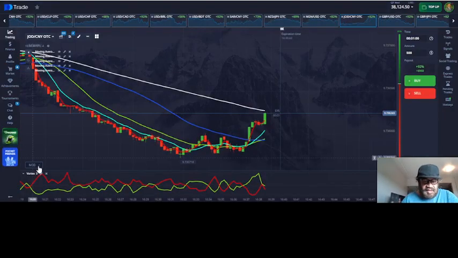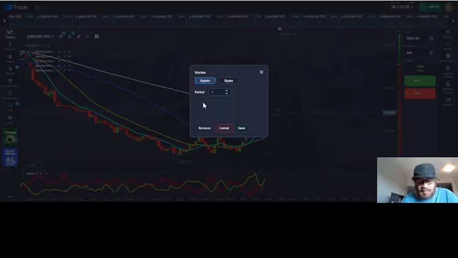And for the Vortex indicator here at the bottom, I'm going to be using a period of 3. And in my style settings, I've increased the VI plus line to green 3 pixels and the VI minus line to red 3 pixels.